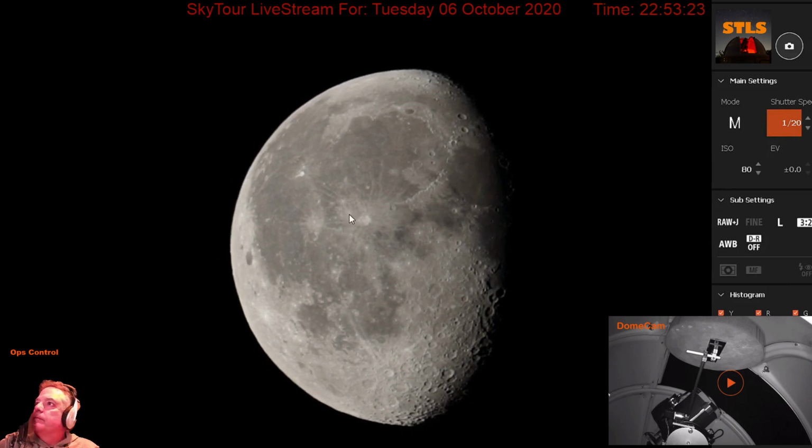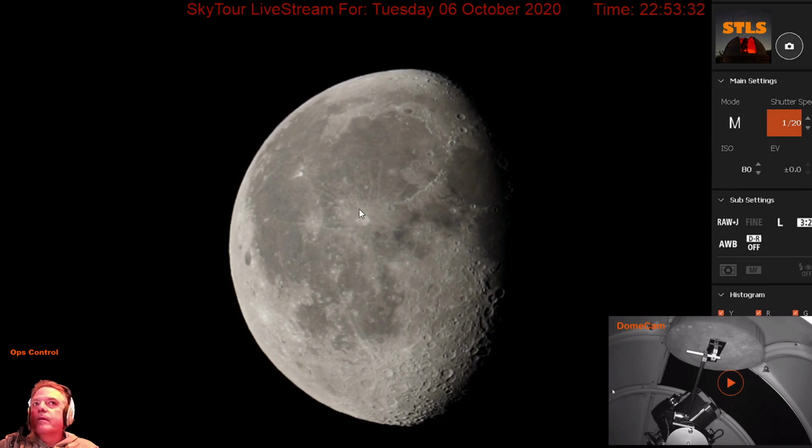Tycho is obvious there above 6 o'clock. Right there is Tycho. You can see the lunar rays projecting out of it. Oh, sure. Copernicus is right there. Plato is right there, 60 miles across, that little guy right there. Imbrium, this is the Mare Imbrium Basin. If you look, this is a massive impact basin.